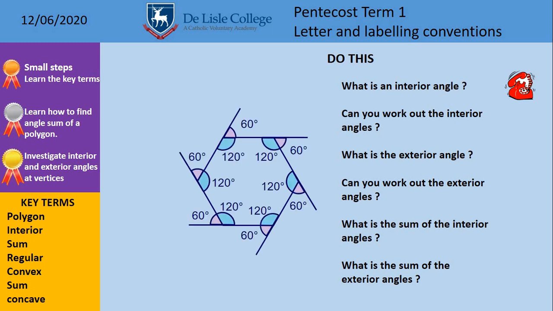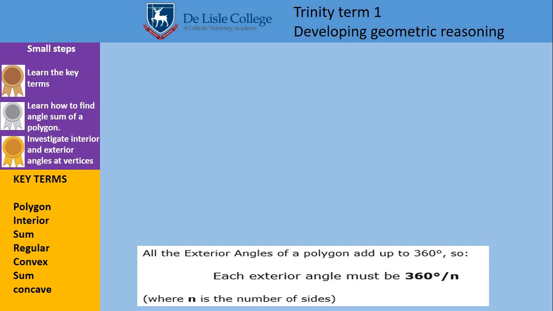So there we go, interior and exterior on this one. And once again, there are 6 angles this time, but 6 times 60 is 360. The sum of the exterior angles will be 360 degrees, and this will be true for all polygons. So we need to write this information down with a big box around it. The exterior angles of a polygon will always add up to be 360 degrees, and each exterior angle must be 360 divided by n, where n is the number of sides. So for a 10-sided shape, each exterior angle will be 360 divided by 10, 36 degrees.